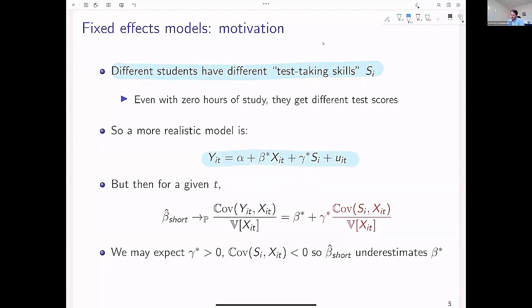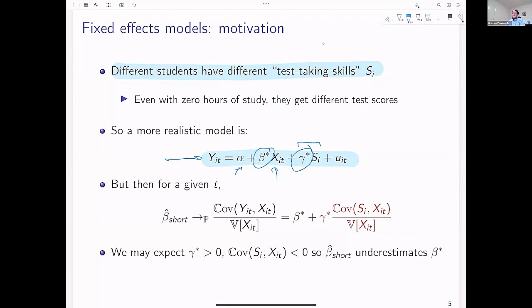Okay, so in this slightly more realistic model, we again have the outcome, which is a test score. Again, we have an intercept, and we have hours of study with its corresponding coefficient, which I'm going to call beta star. And then we have this additional term that we just mentioned, which is test-taking skills, with its corresponding coefficient. Let's call it gamma star.